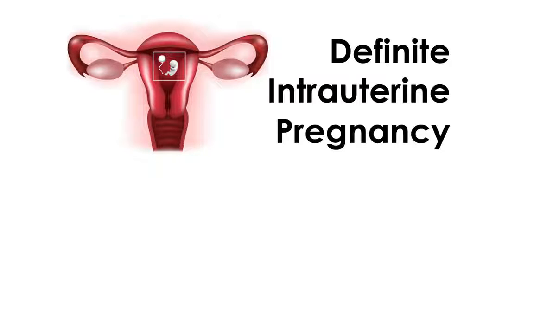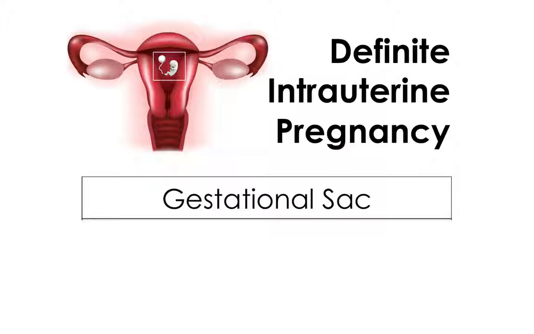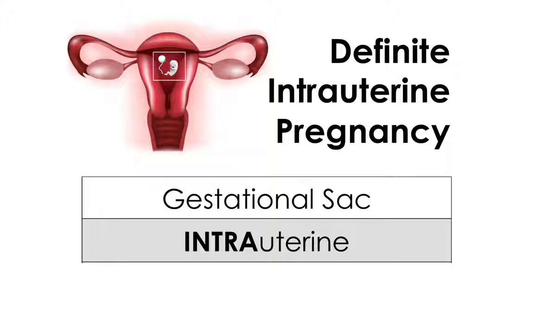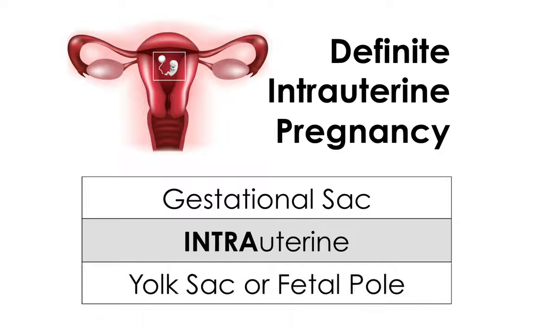To establish the diagnosis of definite intrauterine pregnancy by ultrasound, the examiner should look for the following 3 characteristics. A gestational sac with a sonolucent center greater than 5 millimeters, the pregnancy must be located in the uterus, and the pregnancy must contain at least a yolk sac and/or fetal pole.